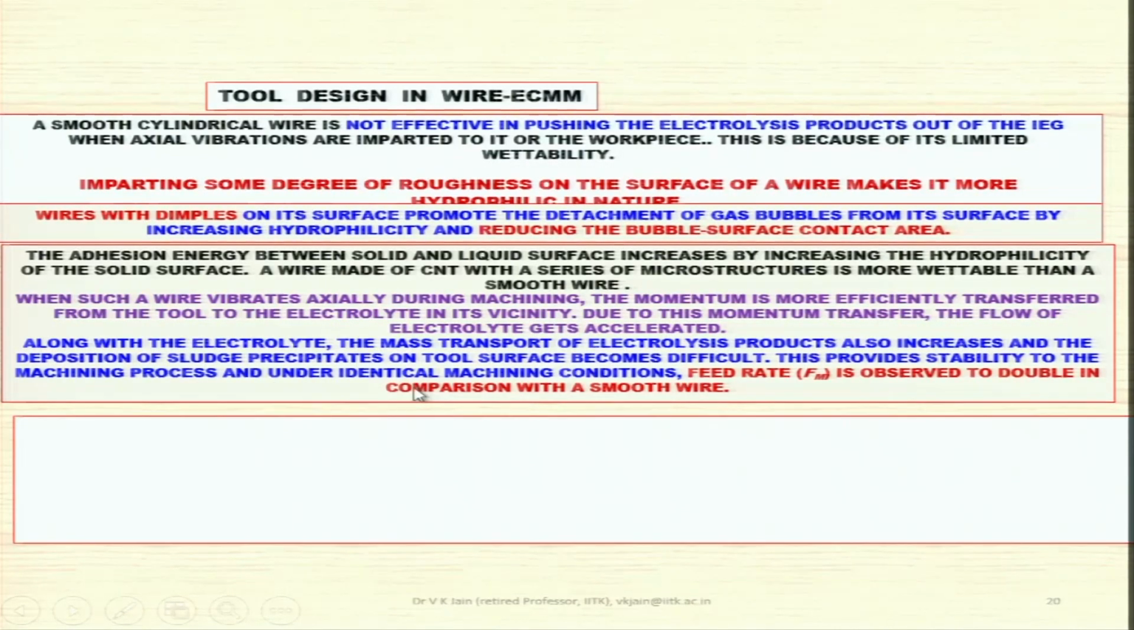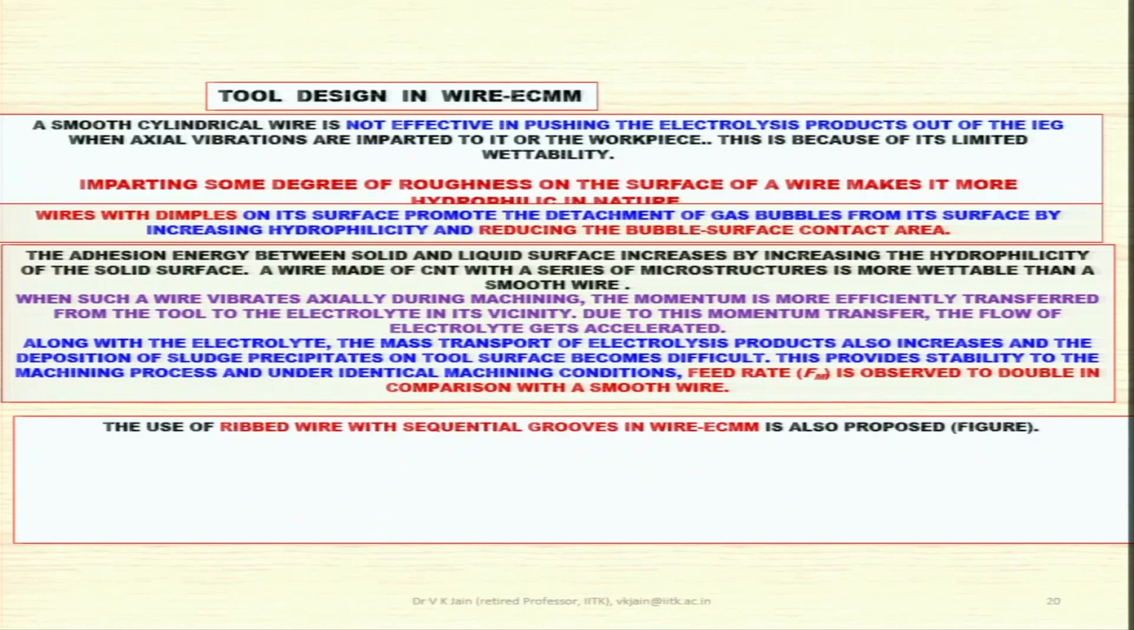And under identical machining conditions, feed rate is observed to double in comparison with a smooth surface. That means if you have a textured wire, you can increase the feed rate as much as double as compared to the smooth wire, and if you are increasing the feed rate, definitely material removal rate is going to increase. That means the performance of the process is enhancing.